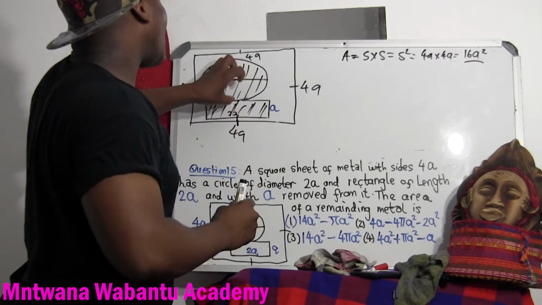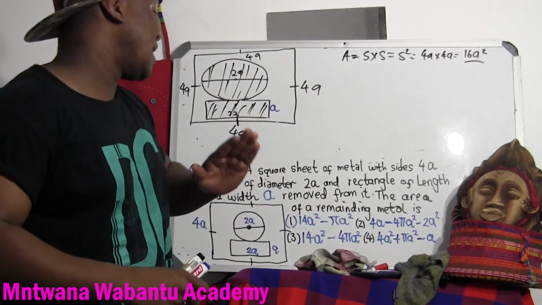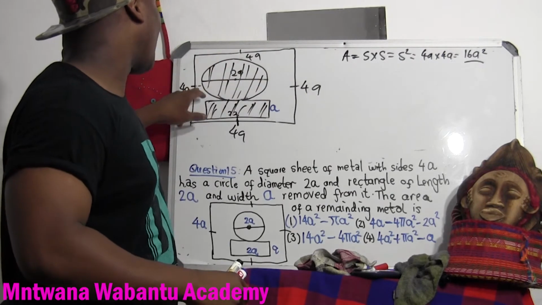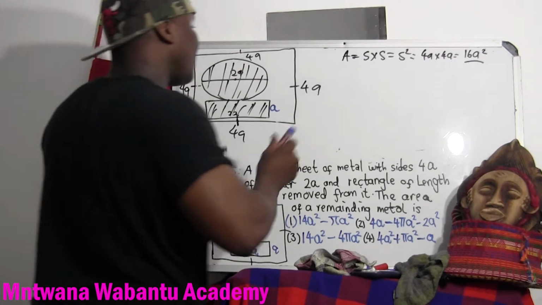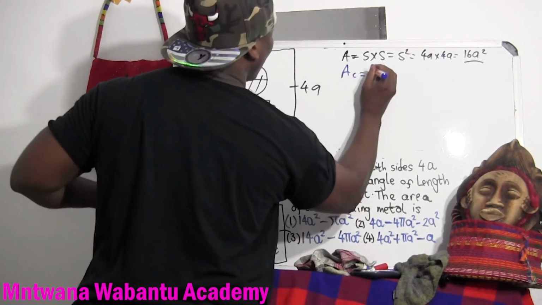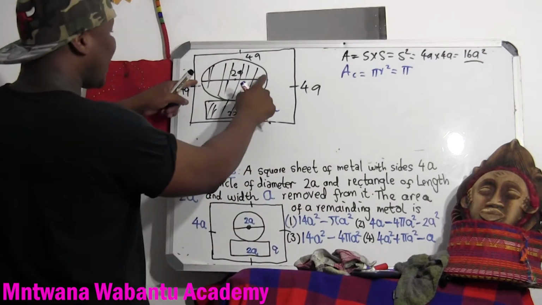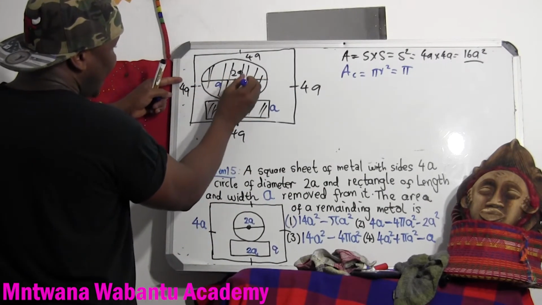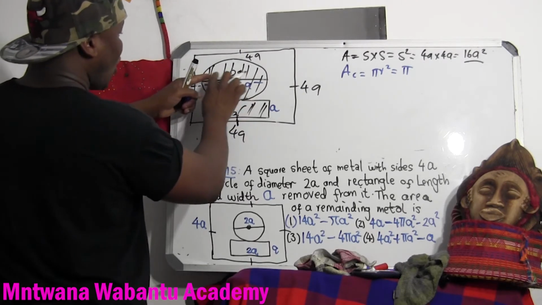together and then subtract them from the whole area, because we want to remove this area and find out what is going to be left, meaning this area. Now let me find the area of this circle first. Area of a circle is equal to pi r squared. What is my radius? If this diameter is 2a, the radius is going to be a. From here to here is the radius, or here to here is the radius, because all of this is the diameter.